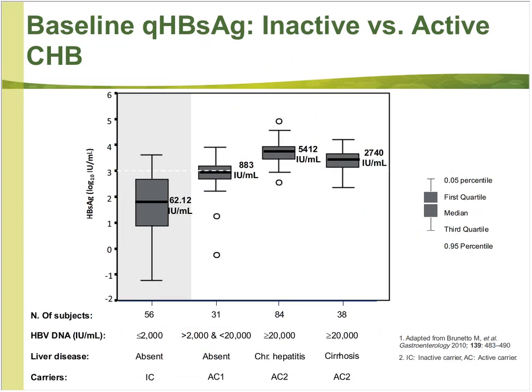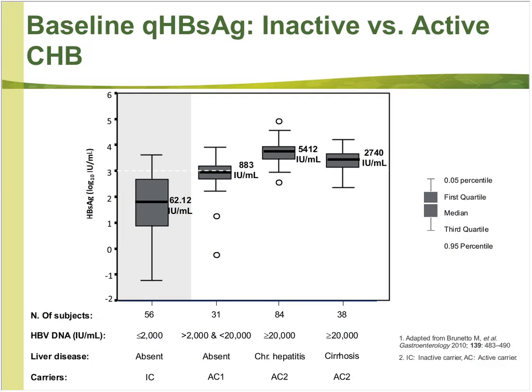Another slide looking at that baseline QuantS versus inactive and active disease. Let's look at the lower 3 lines. DNA, let's say, is 800. ALTs in the healthy range or just slightly above the healthy range. And we're going to be talking about that patient probably being an inactive carrier. That's what the AC designates.